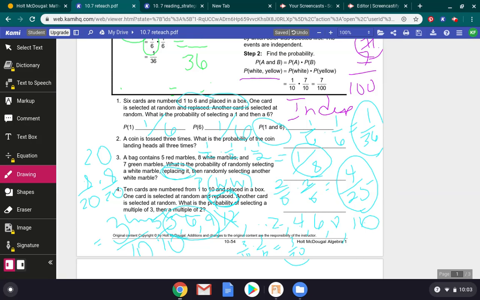All right, so now go back to homework on page 754. Let's do numbers 7 through 11. These are all independent events. You're going to multiply the probabilities like this.